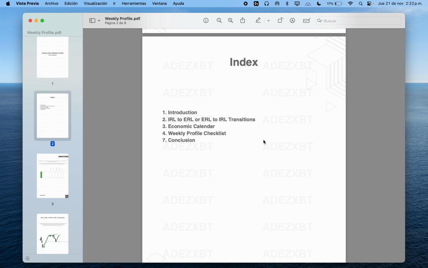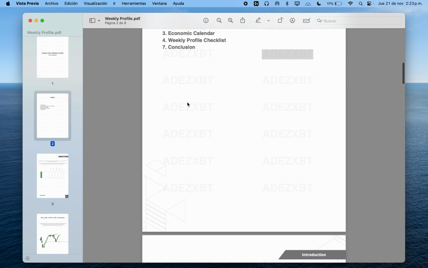First of all, this is the index that we're going to be following for this video. It's important that you already have an understanding of internal range security to external and external to internal transitions, and also that you know how to use the economic calendar, which actually is really easy to use. Let's continue and start with the index.